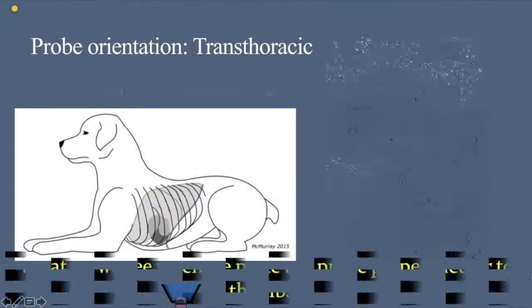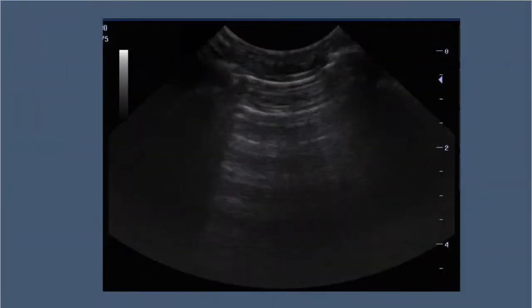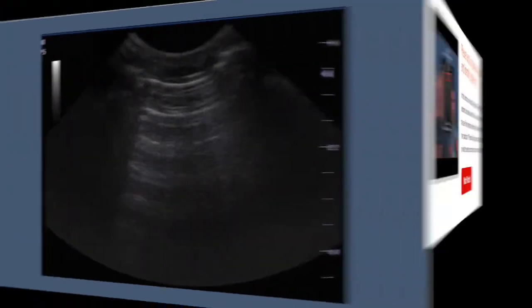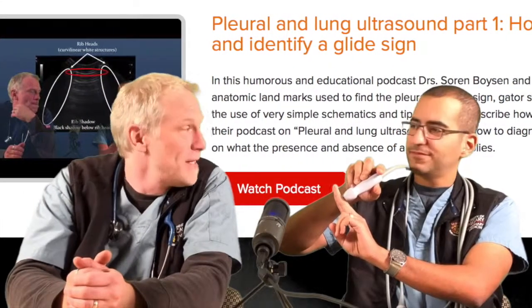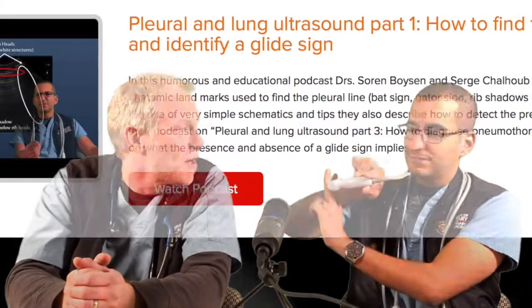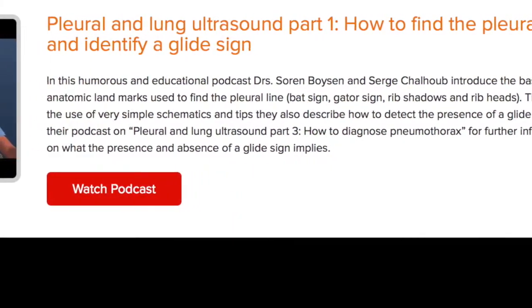What's on the books? Today we're going to focus on some of the normal findings that we see when we do lung ultrasound. So we put the probe on the thorax and we see the lung. What are some of the normal findings that we're going to see? Look at the prior podcast we did if you want to know more about the glide sign, but let's talk about what else we see and what those structures represent.